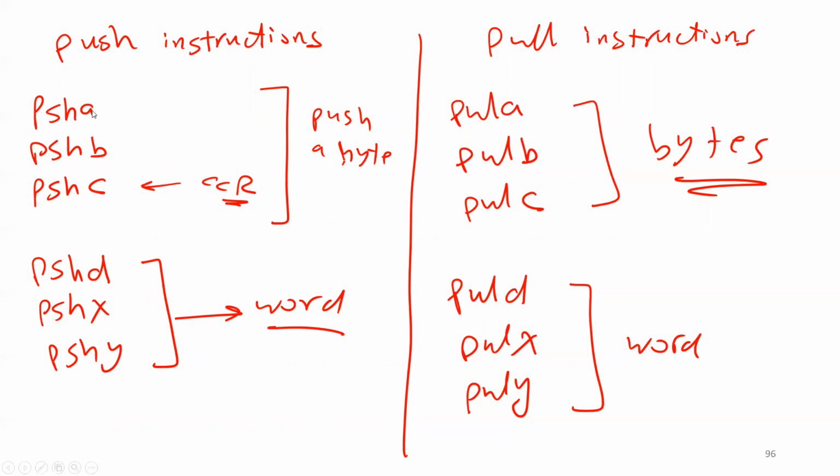Is that okay? So here, when you push A, you are going to store the value of A. You copy the value of A to the top of the stack. All these instructions are not going to change A or B or C or D or X or Y. You just copy. You copy A to the stack, you copy B to the stack, and so on. Is that okay?